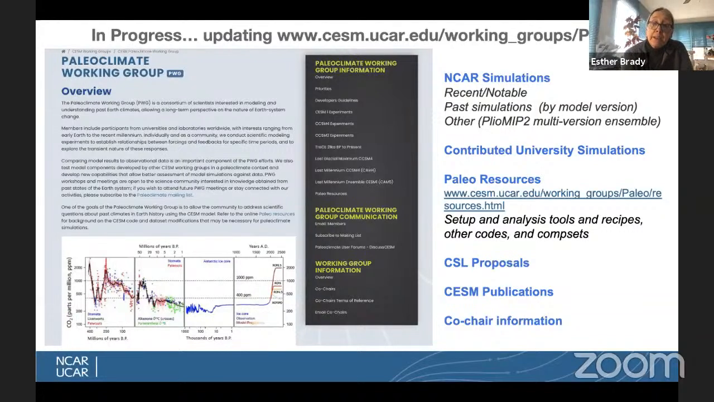And we see this as a way for the community to contribute. So if anyone has any neat analysis tools or recipes for a particular period, they can contribute to this paleo resources page. And then we'll have some other information such as links to the CSL proposals so you can find out what we are planning currently, what we're working on now.